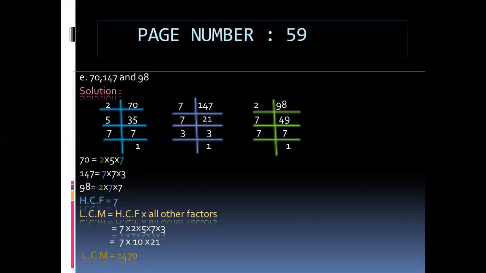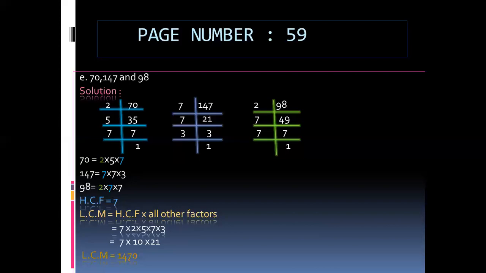I told you that in 70 and 98, 2 is common. So we write 2 only once. You cannot write 2 multiplied by 2 in the uncommon factors, because when we are finding the LCM of any three numbers, any prime factors which are common in two numbers, we write them only once in the LCM. Same, you see, 7 is common in 147 and 98. So we write 7 only once when we are finding the LCM.